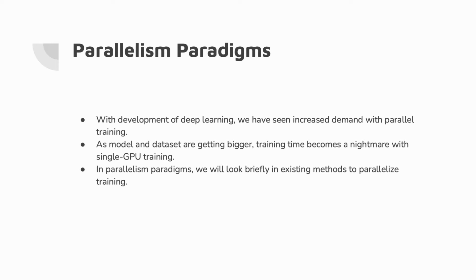Parallelism paradigms. With the development of deep learning, we have seen increased demand for parallel training. We need to find ways in which we can use these techniques for parallel training so that we are able to do the model training in much less time. As models and data sets are getting bigger, training time becomes a nightmare with single GPU training. So we can't simply use a single processor to train our model. In parallelism paradigms, we will look briefly at existing methods to parallelize training.